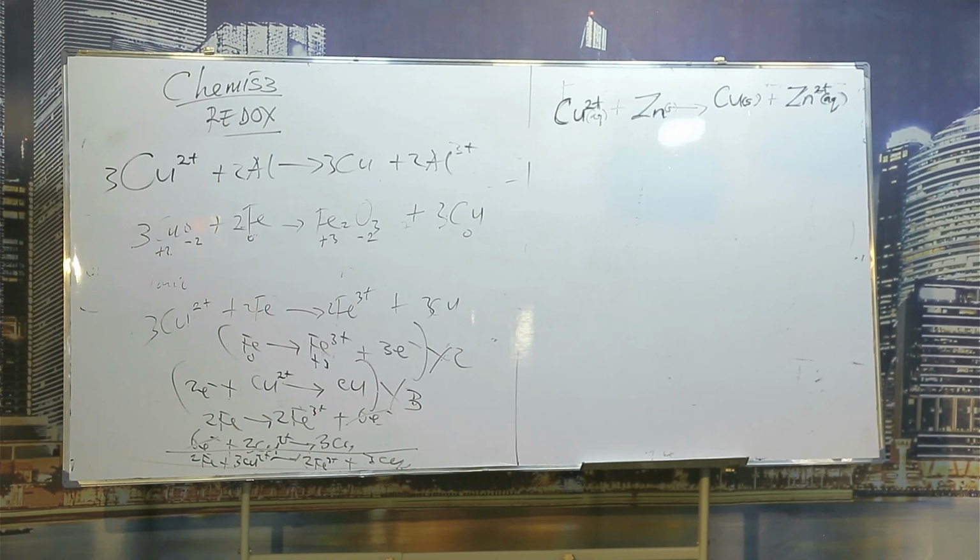Option B: copper 2 ions and zinc are being reduced. Option C: copper 2 ions and zinc are being oxidized.